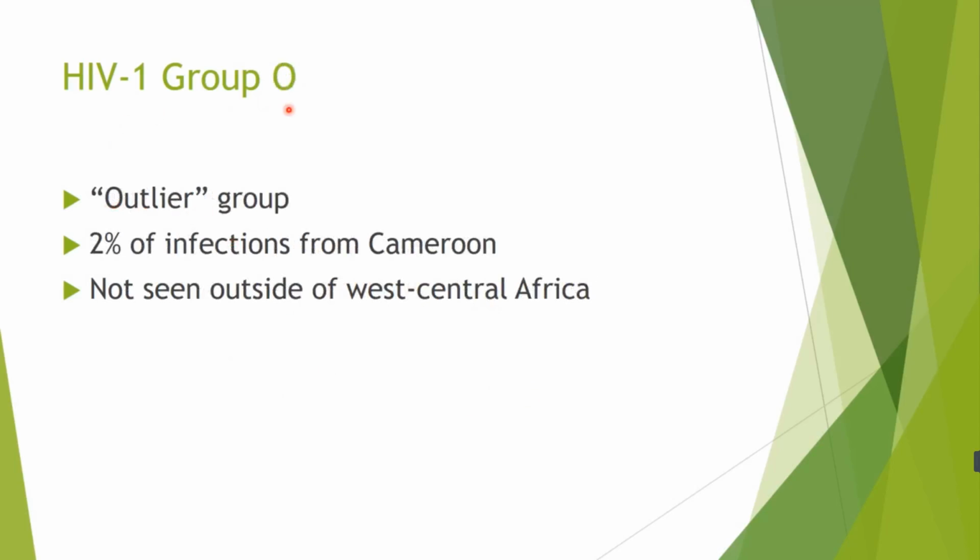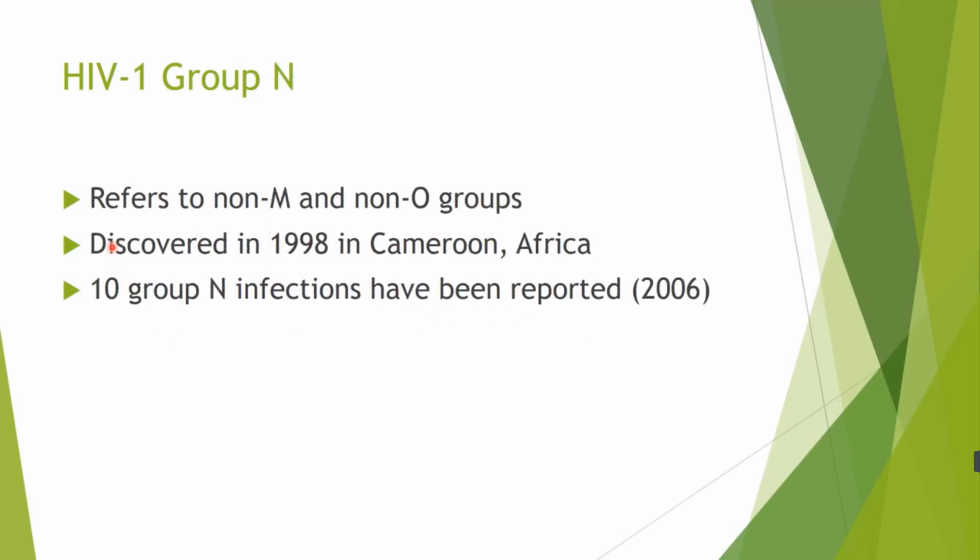Group O, also called outlier, infects about 2% of the population from Cameroon, and is really not seen outside West Central Africa at all. So it's a very, very minor effect. Group N, oddly enough, refers to being non-M or non-O groups. And it was discovered in 1998, again in Cameroon, and there's very, very few of these infections that have been reported.